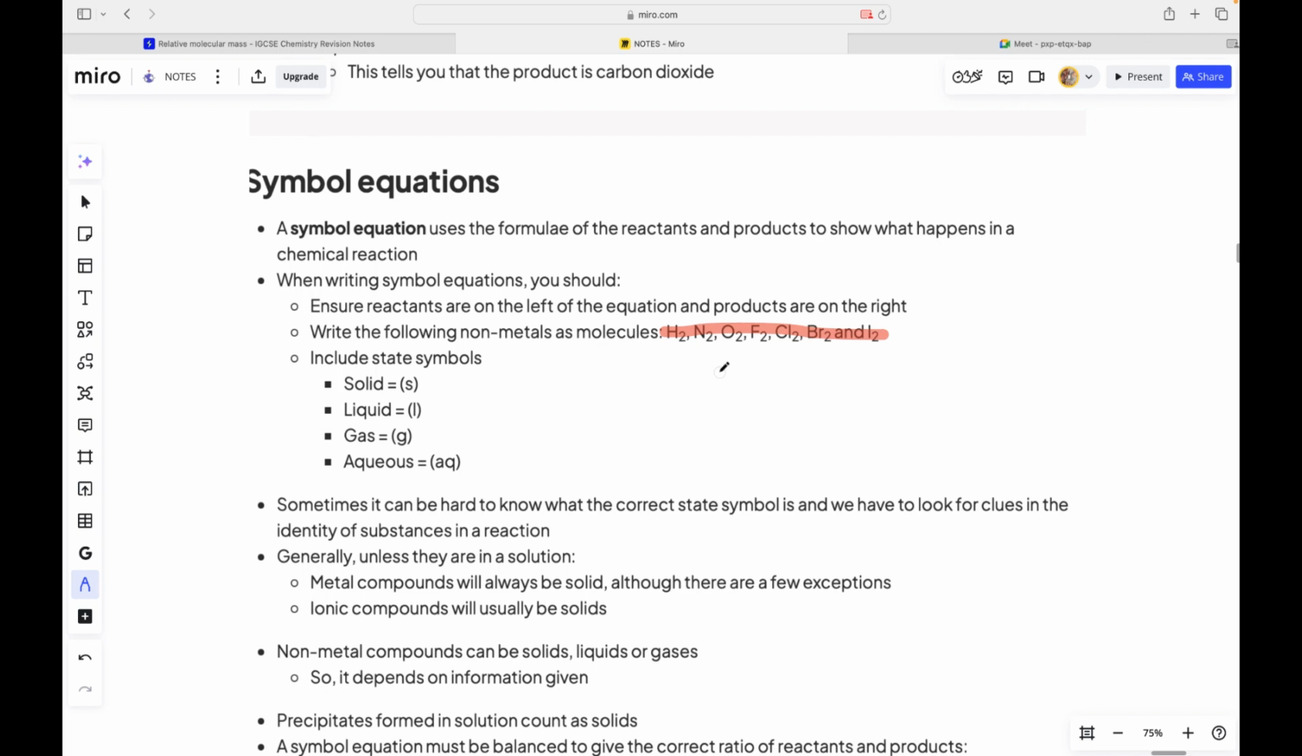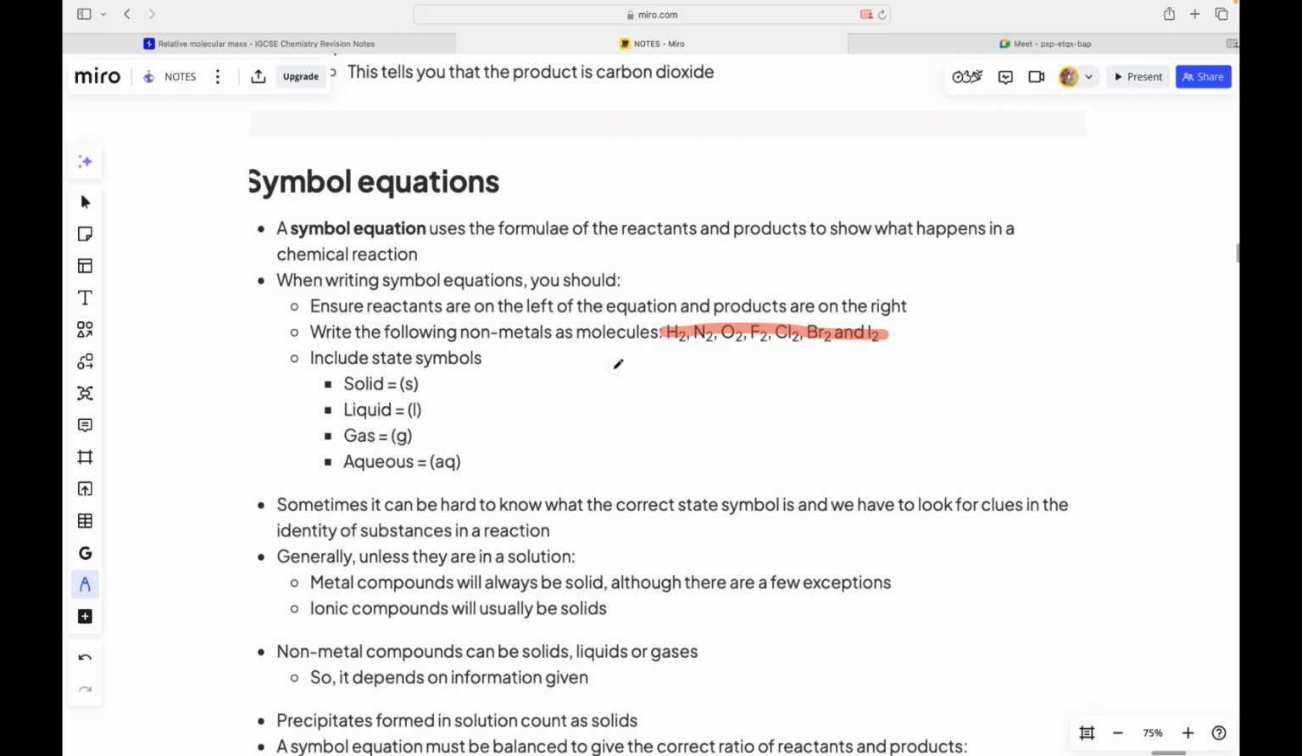Nitrogen is also diatomic, nitrogen is N2. Oxygen is also diatomic, oxygen is O2. We talked about the 7 diatomic elements in the periodic table in part 1. The other 4 are the halogens: fluorine, chlorine, bromine, and iodine. So that's why you see they carry 2. They are diatomic elements in the periodic table.